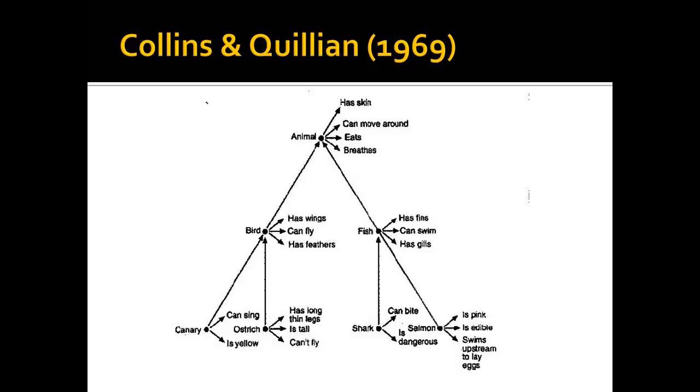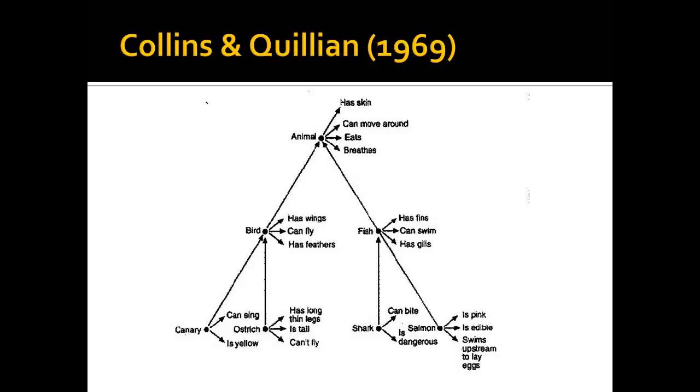Note that inheritance of a feature can nonetheless be negated on a lower level. So the feature can fly is stored at the level bird, and so can fly will be inherited by both canary and ostrich. But ostriches can't fly, so the inherited feature is then negated in the ostrich node by storing the feature cannot fly.